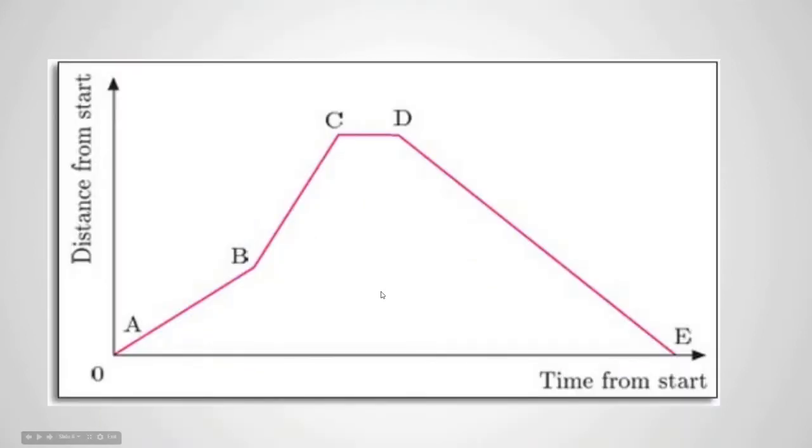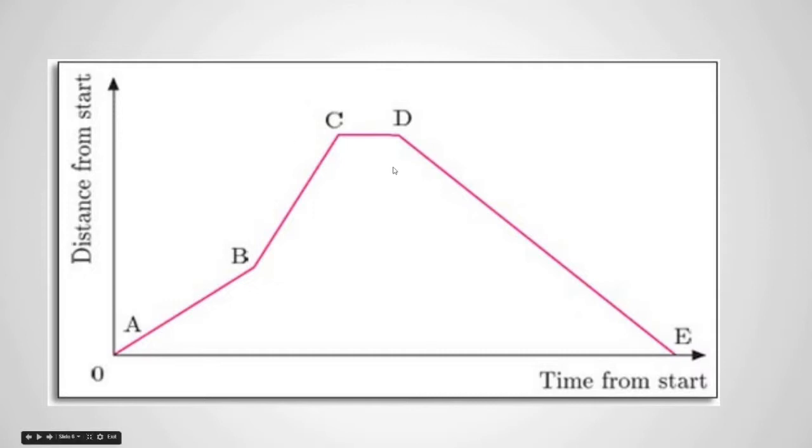Here's an interesting distance and time graph. So, as we travel from A to B, we are moving at a constant velocity. But what happens when we get to point B? If you said that we speed up, going from B to C, you would be correct. But then even something more interesting happens at point C.